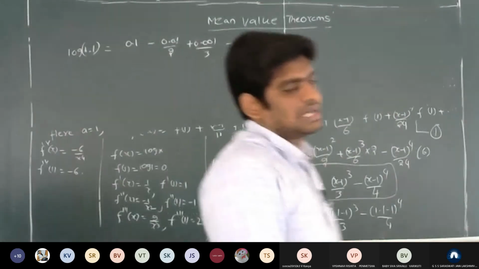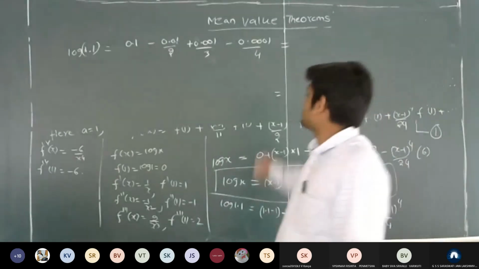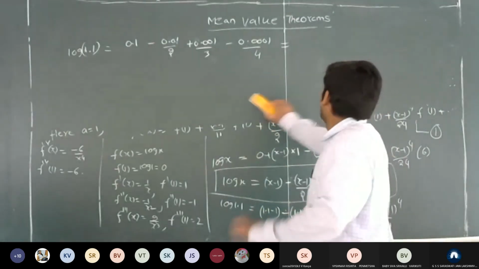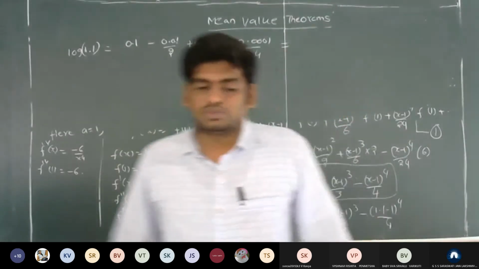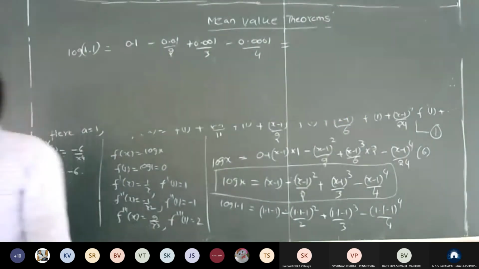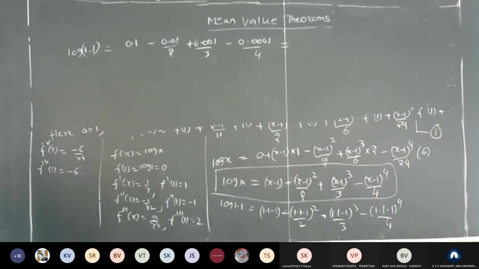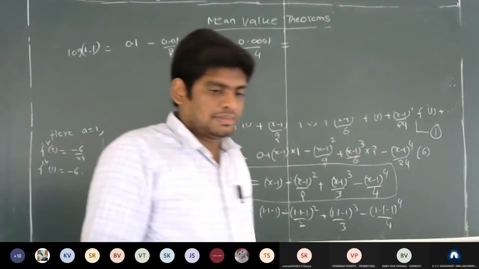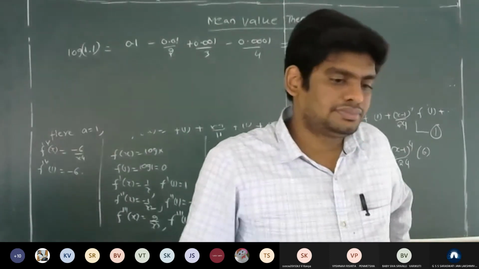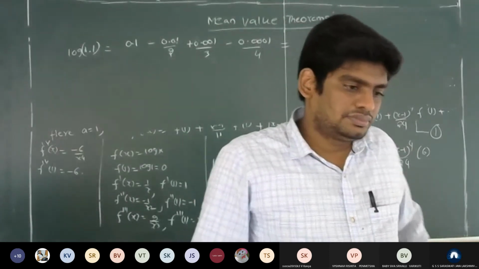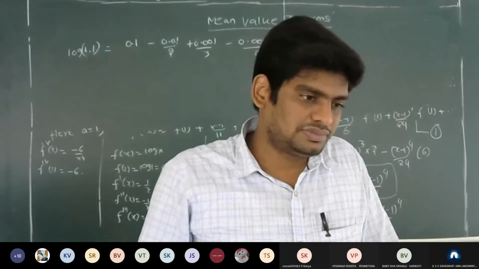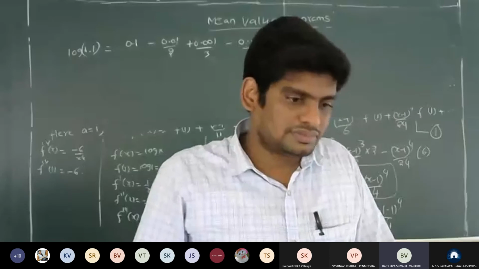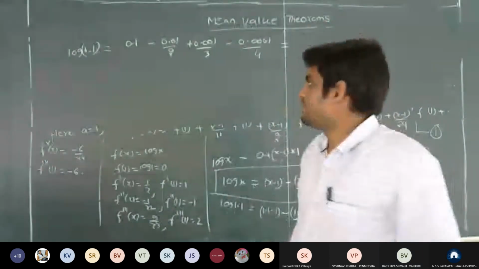So I have to simplify the value and please tell the final value. So what is this value? Please simplify the value. Anyone? Srivali, what is that value?